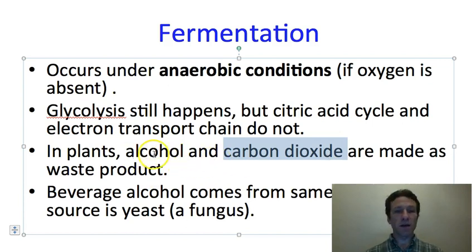Now, the process of fermentation in plants is the same for our purposes as the process that occurs in a fungus. We use the process of fermentation in yeast specifically for a couple of different uses as people. We use it to produce alcohol for consumption. We also use it in the process of making bread. It is the source of the carbon dioxide that is used to make bubbles, and those bubbles are what make bread rise.